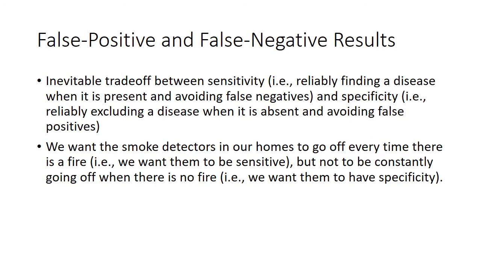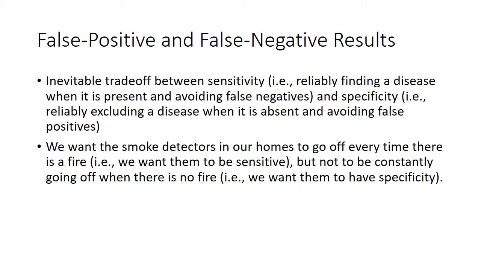So basically what a lot of tests come down to is that we know no test is going to be perfect, but we want them to have good sensitivity and good specificity. This comes back to how many false positives and false negatives we are willing to live with for a given test. Sensitivity, we're going to talk more about in detail, but it basically means how reliably can we find a disease when it's present while avoiding false negatives. And we want it to be specific. So we want to reliably exclude a disease when it's absent, but avoid having false positives.